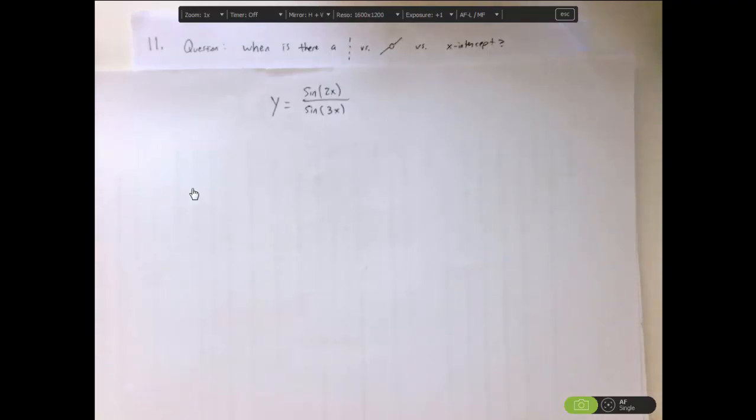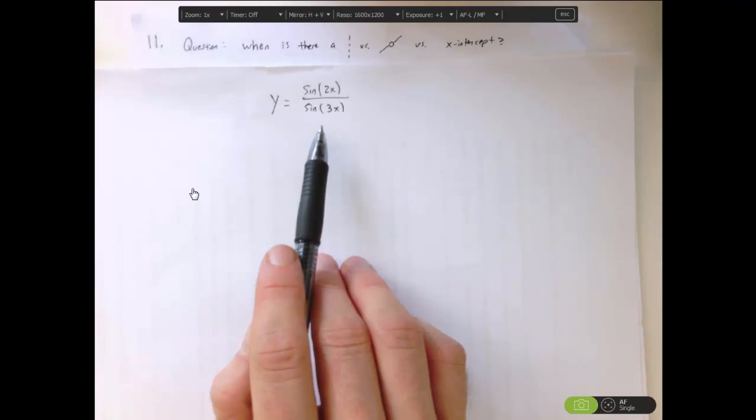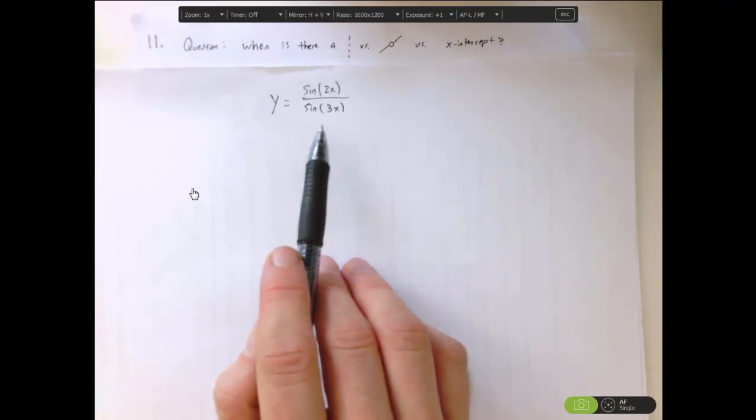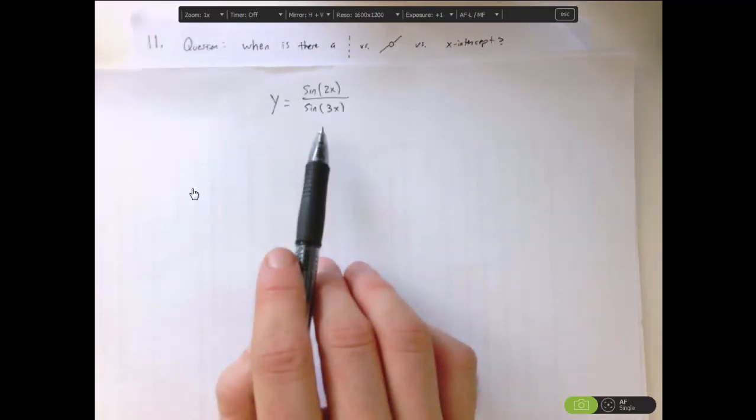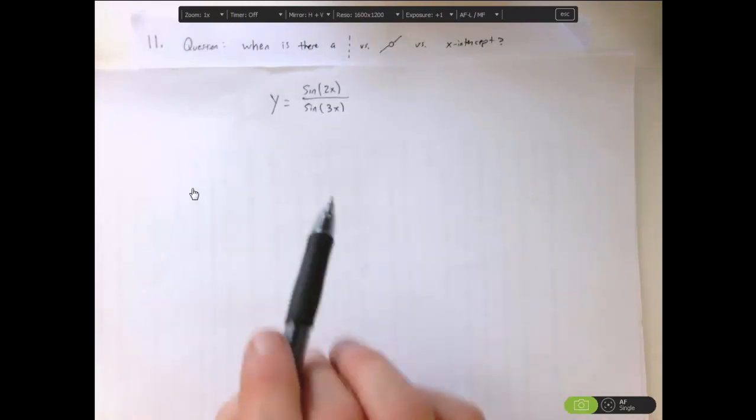All right, let's look at question 11. This was an interesting kind of exploratory question for you. The question was, we've got this function, which you've probably never seen before, sine of 2x over sine of 3x, and I wanted you to be able to predict in the graph for this function, when is there a vertical asymptote, when is there a hole, and when is there an x-intercept?